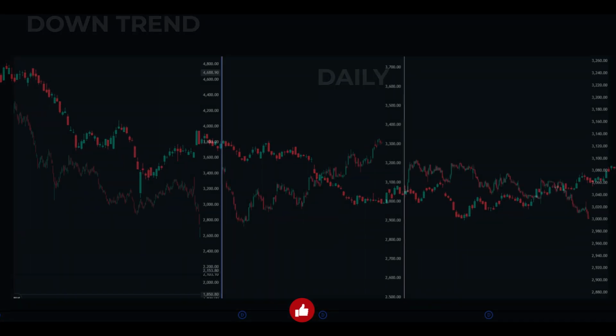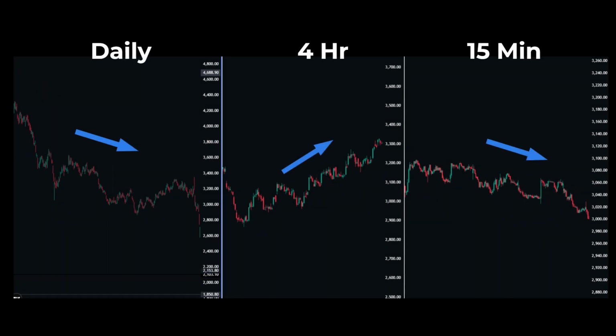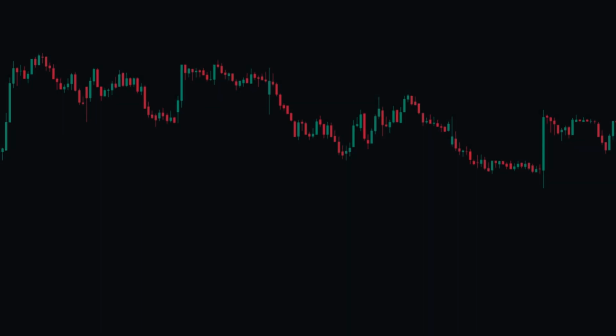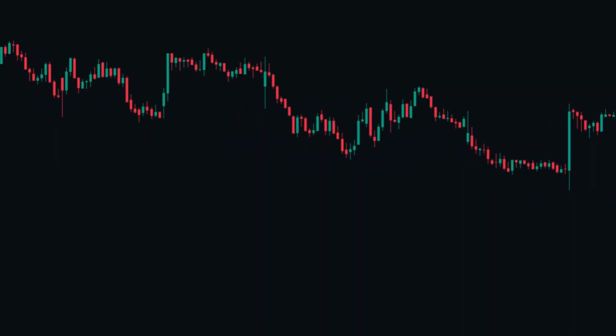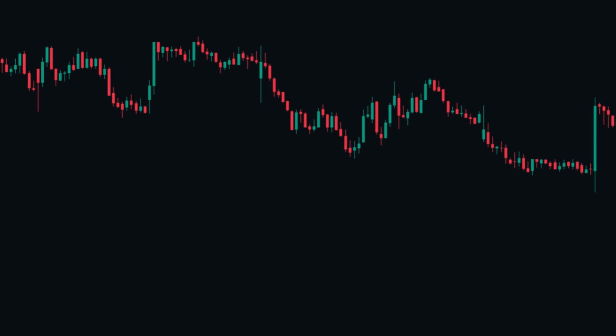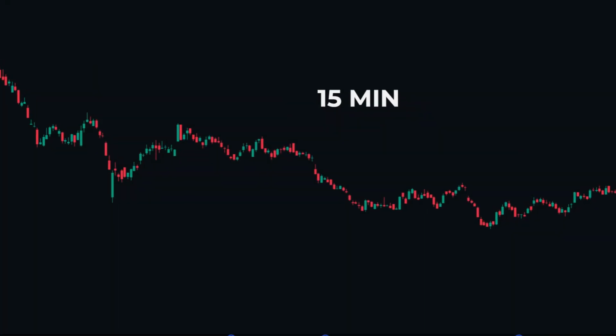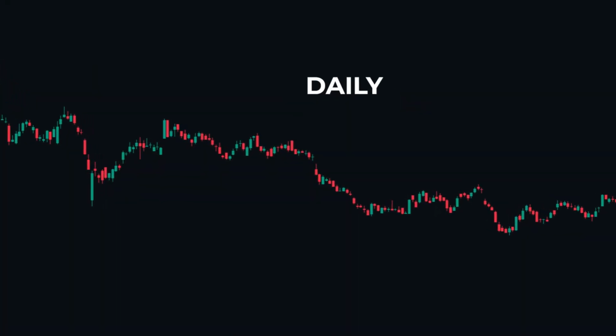Look at this chart. Chart showing downtrend in daily time frame, uptrend in 4-hour time frame, and downtrend again in 1-hour time frame. Here's your challenge. Which chart would you check first? 15-minute or daily? Professionals usually start with the bigger picture. Then they zoom in. The higher time frame tells you the story. The lower time frame shows you the details.